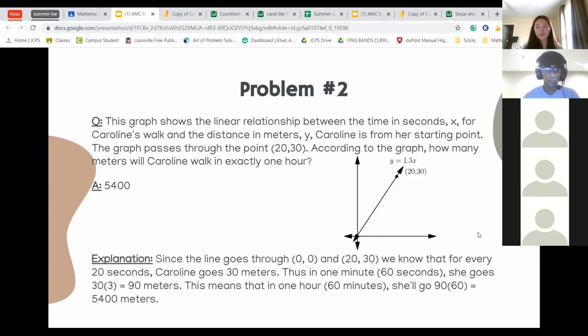And since the line goes through 0, 0 and 20, 30, we know that for every 20 seconds, Caroline goes 30 meters. And how many seconds are in an hour? Does anyone know how many seconds are in an hour? 3,600. Yeah, so it's 3,600. And so for every 20 seconds, she goes 30 meters. So we can first find how many meters she goes per minute, and then we can multiply that by 60. So she goes 90 meters every minute, and then 90 meters times 60 is going to be 5,400 meters.